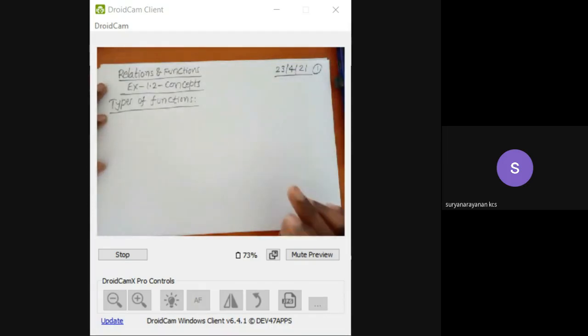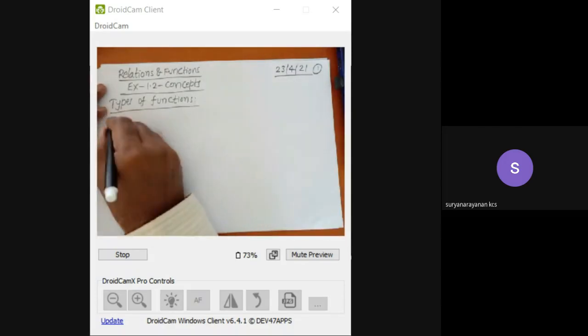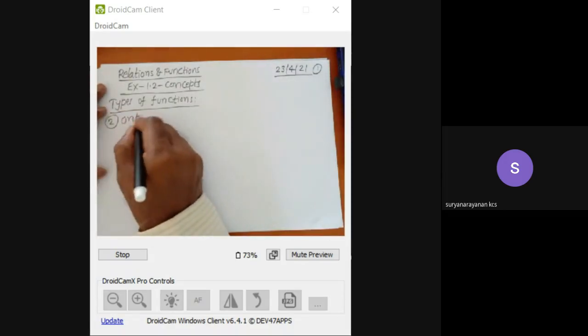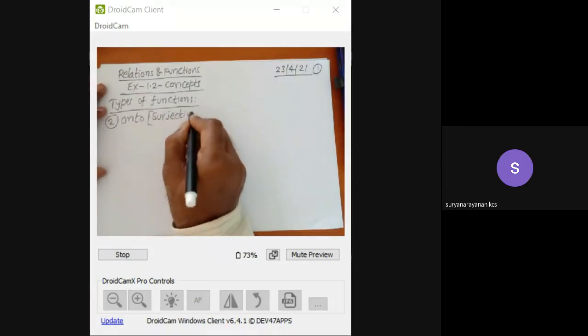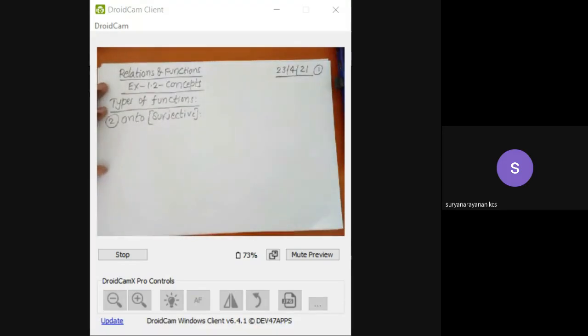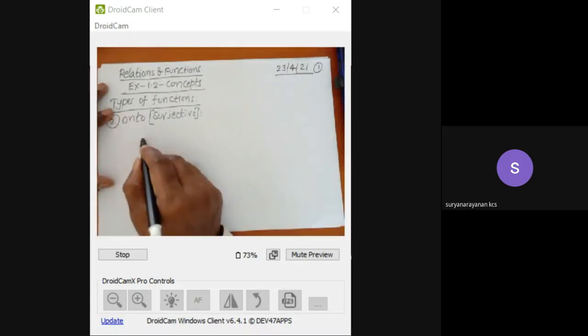Now let us discuss the second type of function, that is onto. This is also called surjective. The other name of onto function is surjective. Remember this point, my children. Now come to the definition. What is meant by onto function? What is meant by surjective function? To understand this surjective function, let us take an example.